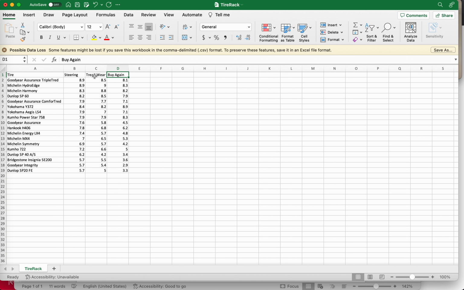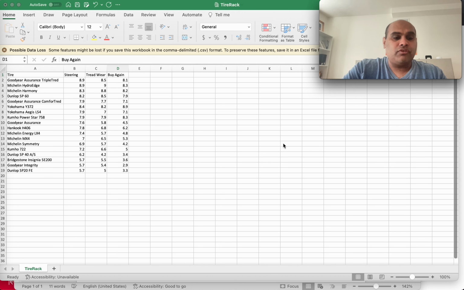And maybe eco-friendliness is something the customer is looking for. There are also all-weather tires or winter tires, depending upon the region that they're in. So there are other factors about tires that might be important for customers. But in this case, we are mainly looking at steering and tread wear to predict a buy again, right?